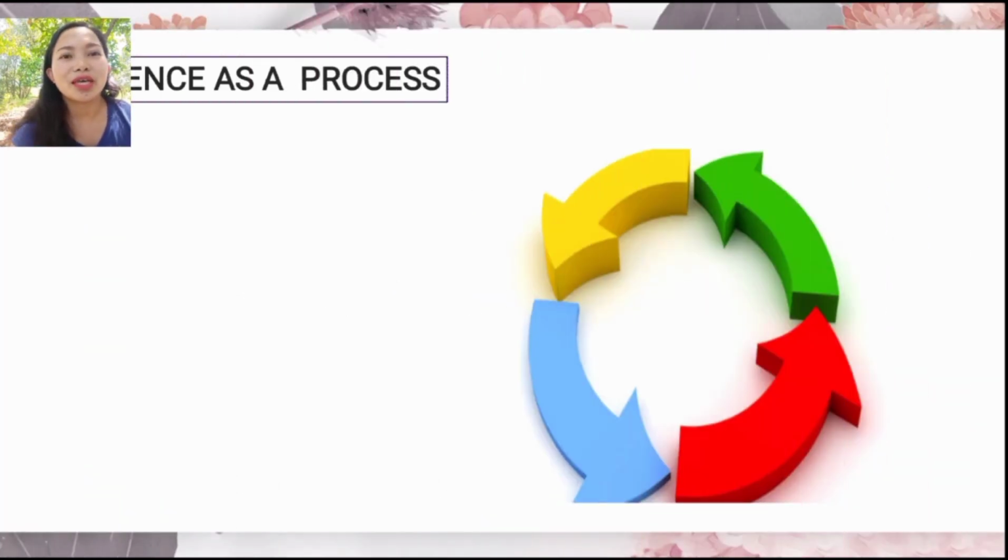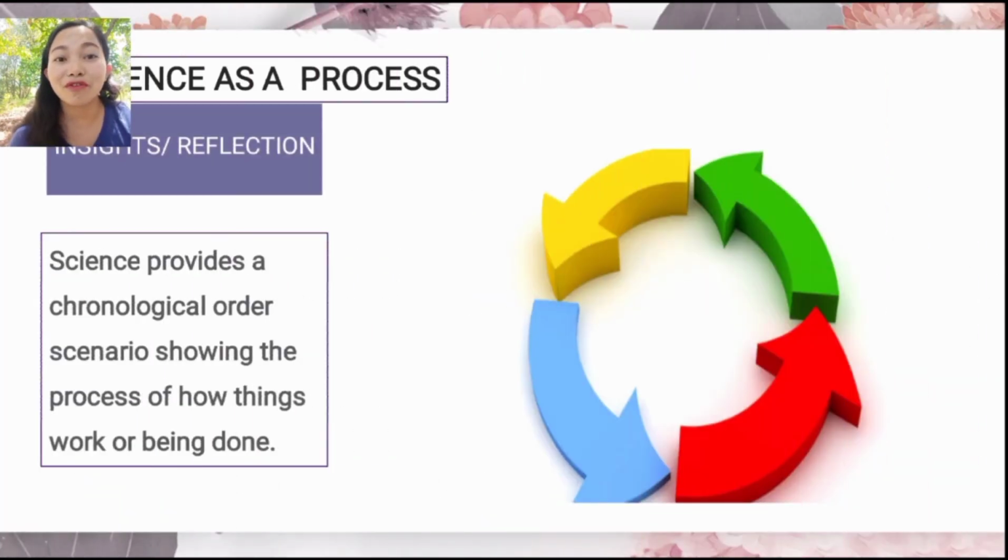So for a lesson, for my reflection, science provides a chronological order, a scenario showing the process of how things work, or how things are being done. When we cook, we have the process. When we wash our clothes, we have this process. When we make a note, when we write essays, of course, they have the process. They have a certain format. That's part of the process, right?